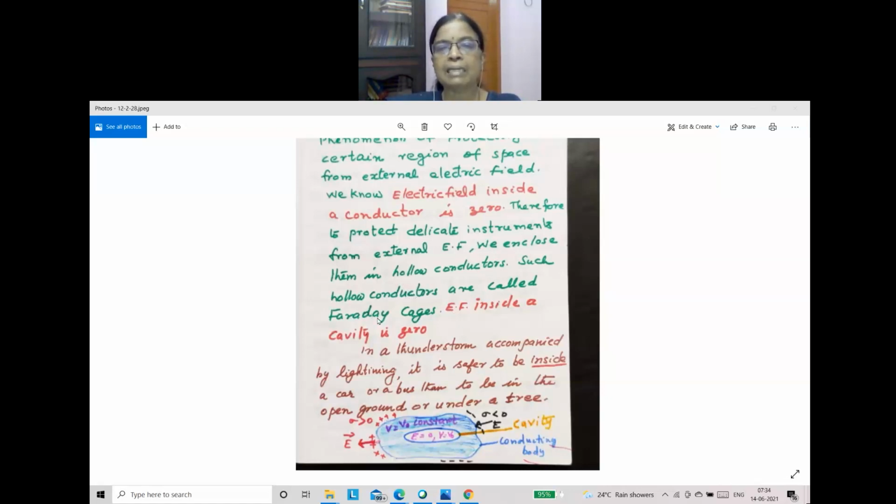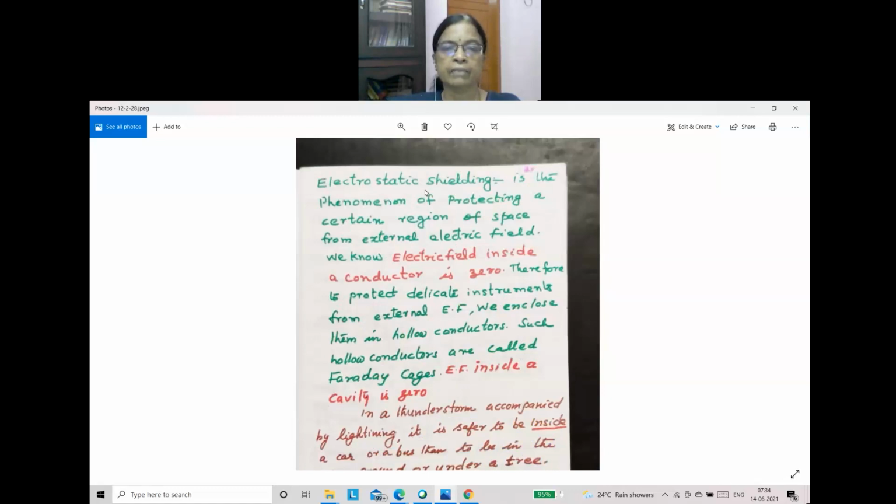Our question also asked from this part. What is the principle of Faraday cage, or what is the use of Faraday cage? Faraday cages are used to keep electrical instruments which are to be protected from external electric field. So we protect the devices from external electric field by keeping them in Faraday cages. Inside the Faraday cage, it acts as a cavity, and the electric field inside the cavity is zero. That is explained here.